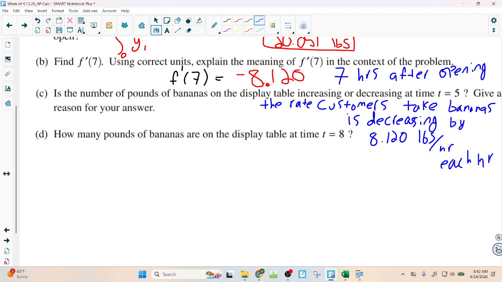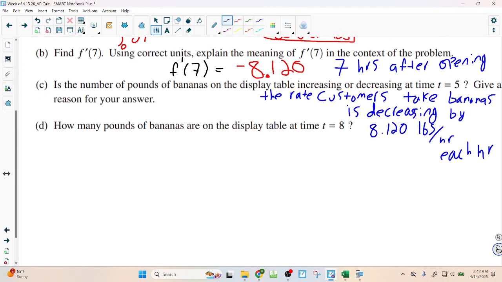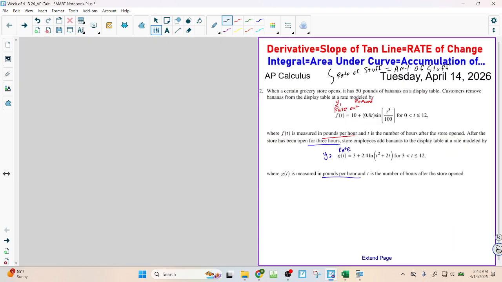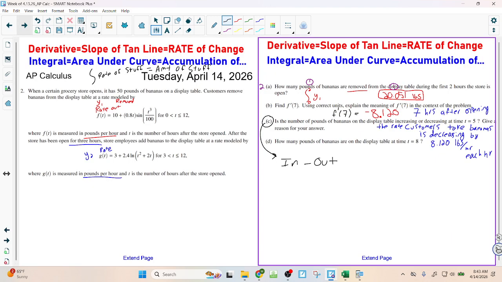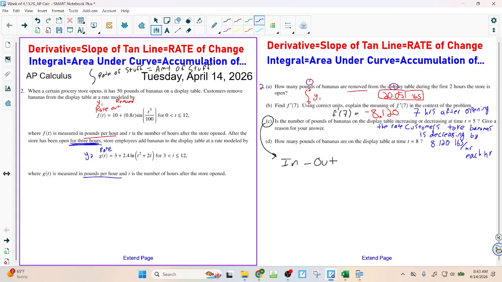Is the number of pounds of bananas on display increasing or decreasing at time 5? Well, here's an issue. The amount of bananas, we get the bananas that are coming in, and we get the bananas that are coming out, right? Does that make sense? They're stocking it at time 5, right? Let's make sure. I believe they are stocking the bananas because the display is getting embarrassingly low. So we've been open for 3 hours at least, and now they're adding these bananas. It's going to be a tricky question.